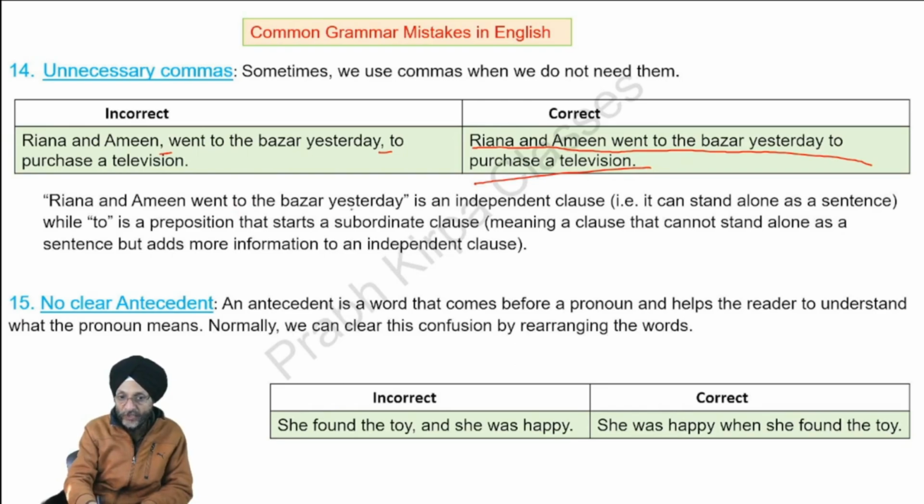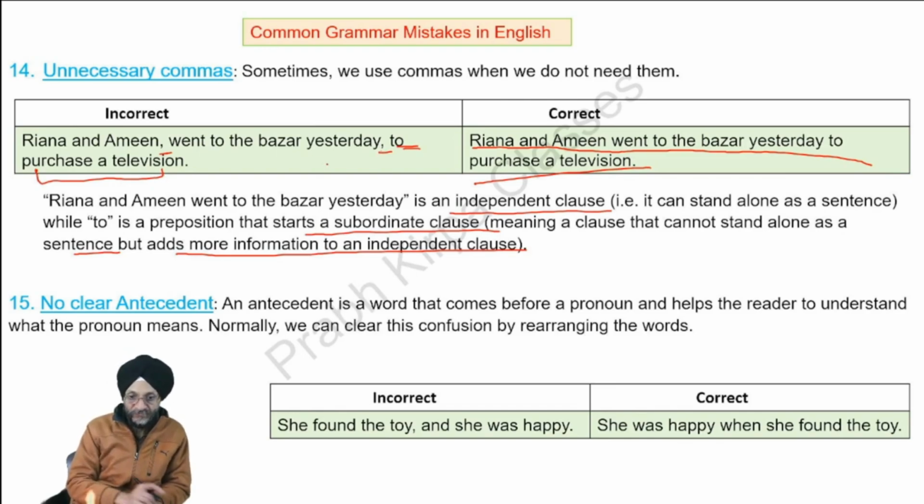Rihanna and Amin went to bazaar yesterday is an independent clause. It can stand alone. That is, if you write the sentence only up to yesterday, it will be proper. It is an independent clause. Here, to is a preposition that starts a subordinate clause. This is a subordinate clause, meaning a clause that cannot stand alone as a sentence but adds more information to an independent clause. So, there is no need to add a comma in such types of sentences.